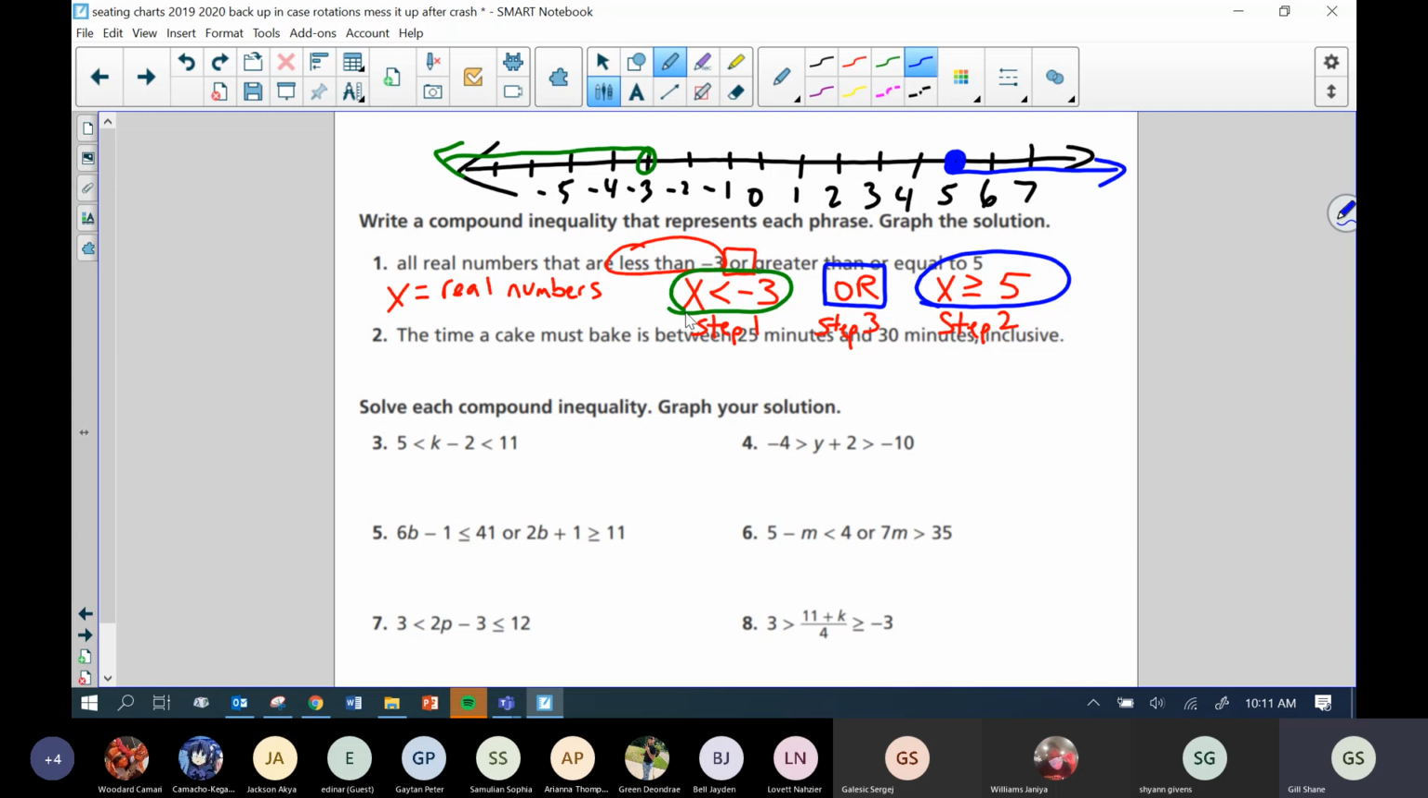Well, if that's the case, then you're done. Either of these could be the solution. So I can just leave both of them on the same graph and I'm done.